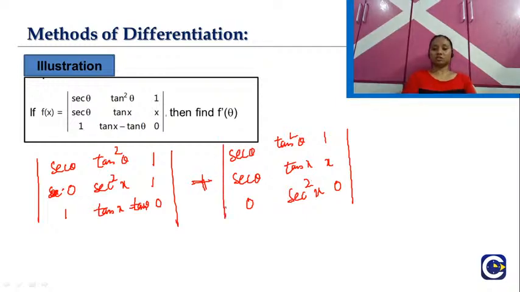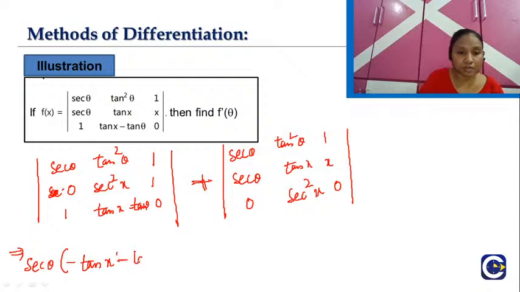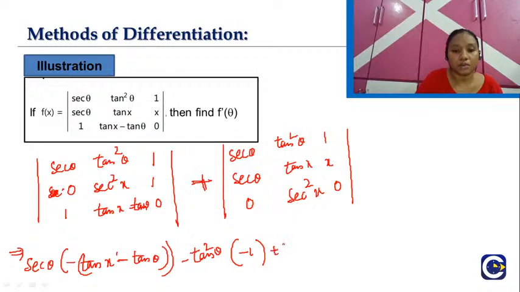Okay. So now we have to find the determinant here. So secant theta into this, and minus. So secant theta into this will be 0. So minus tan x into tan x minus tan theta. And minus tan square theta into 0 minus 1, plus 1 into 0 minus secant square theta.